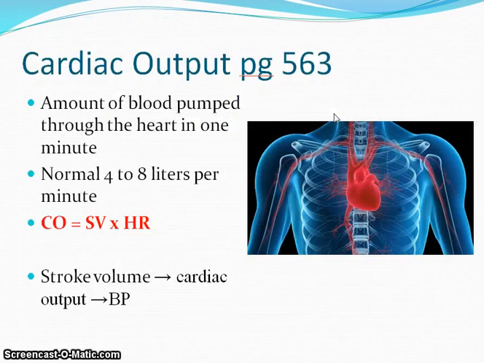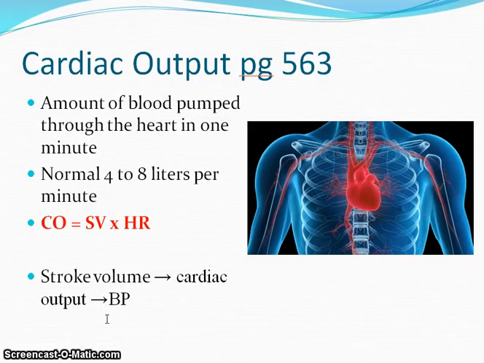Right. When we're looking at the heart, one of the first concepts we need to look at is cardiac output. Cardiac output has a direct correlation to our blood pressure and how well we can get blood through the heart into the rest of our body. The cardiac output is actually a measurement of the amount of blood pumped through the heart in 1 minute. The normal healthy individual should pump about 4 to 8 liters of blood through the heart in each minute.